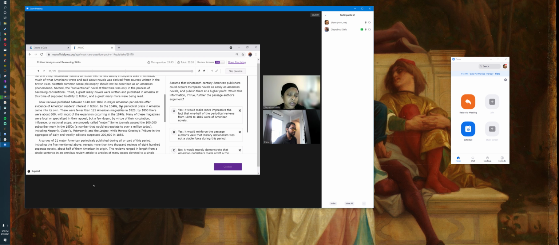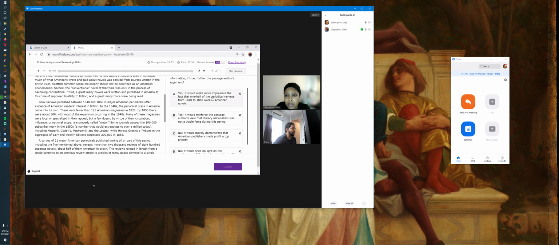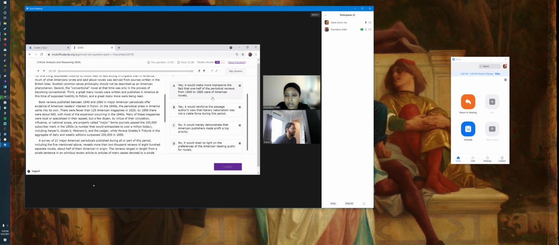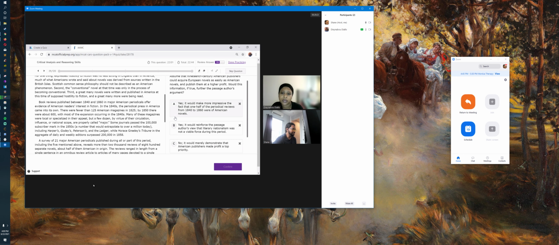Decrease. Good. So now we have to see if that would further the guy's argument. There's two yeses and two nos, right? So we don't necessarily know, so let's look at what they say.